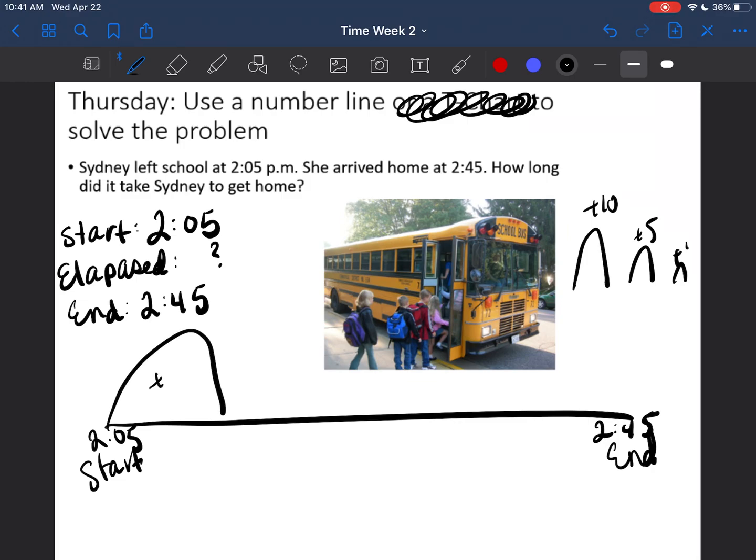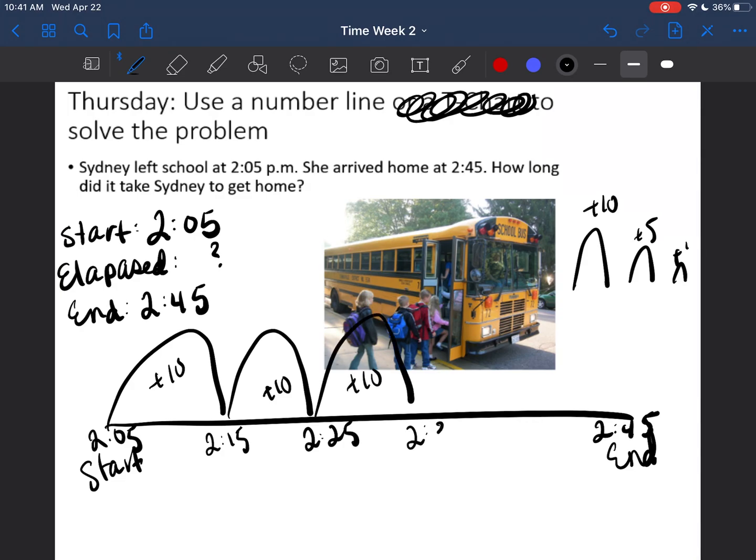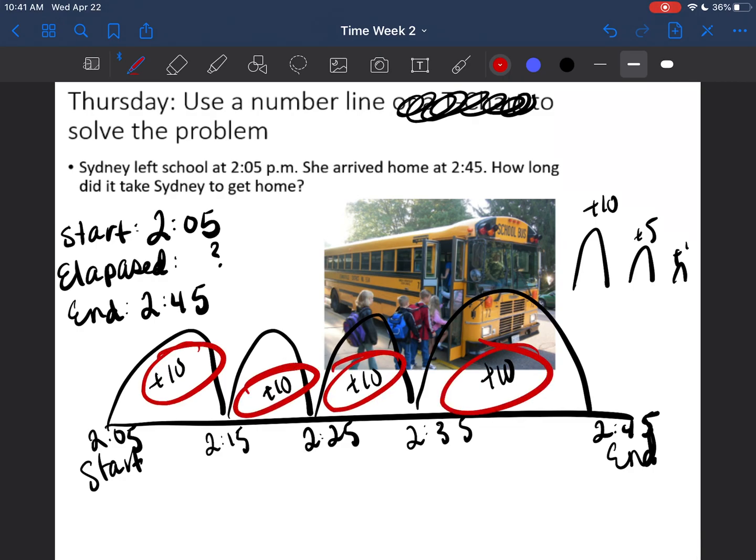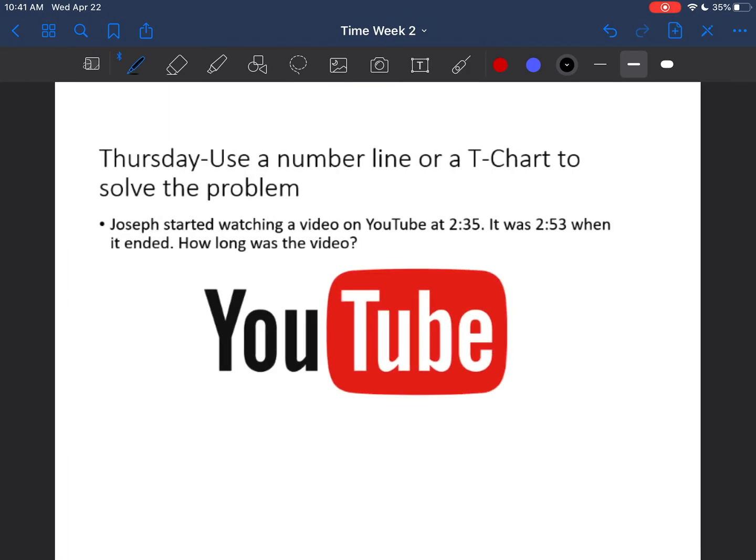2:05 plus 10, 2:15. 2:15 plus 10, 2:25. 2:25 plus 10, 2:35. 2:35 plus 10 is 2:45. So that one was easy. Let's add up our time to see how many minutes actually passed. 10, 20, 30, 40. So how many minutes passed? 40 minutes. All right, we have a few more that we're going to do together.